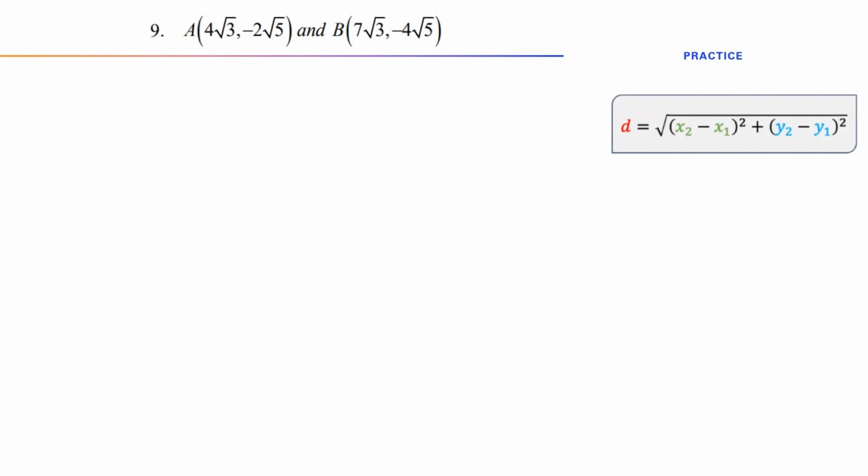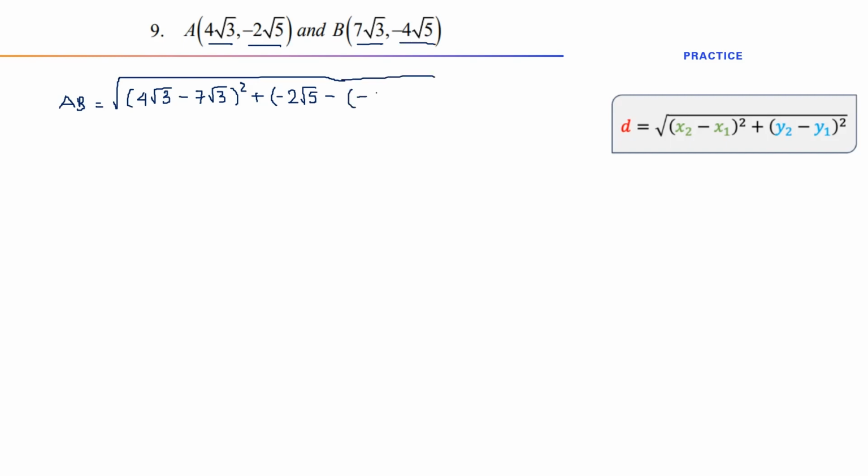Okay, number 9. So AB will be equal to the square root of (4 square root of 3 subtract 7 square root of 3) squared plus (the first y, minus 2 square root of 5, subtract the last one, minus 4 square root of 5) squared.